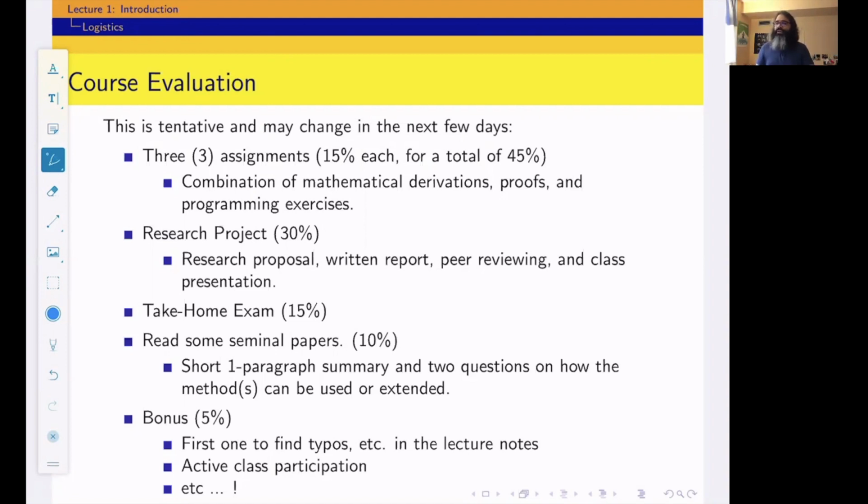So there is a research project. Tentatively, it would be 30%. The idea is that you write a research proposal on a research topic, and then you write a report on it in addition to the proposal, and then you have a class presentation. What I'm thinking is that we do some peer reviewing, like have a kind of mini conference that you submit to some website, and then you review other papers by other students.